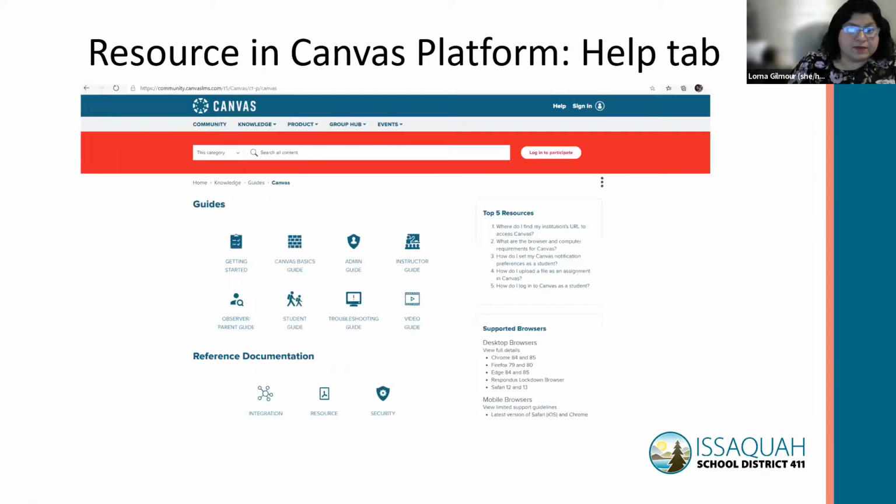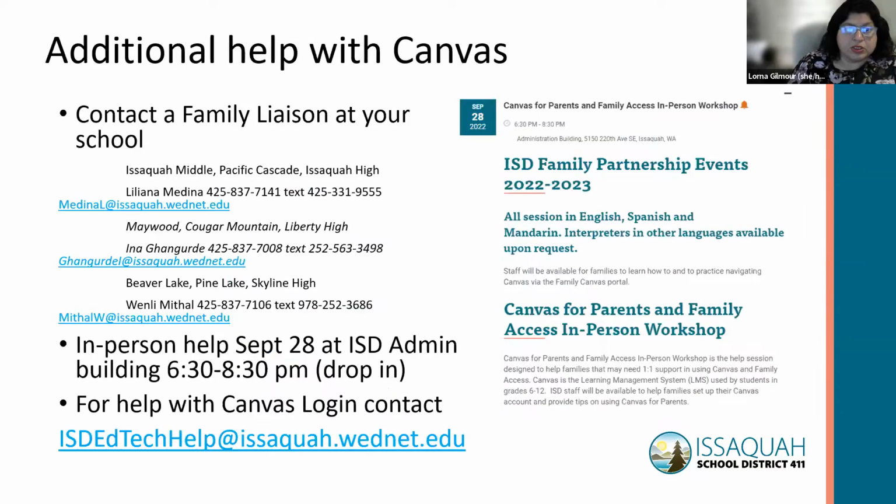This is what Stephanie had talked about. There's a help session, but more than that, she has the Canvas 101 link for how to get help, like how to use Canvas more. She's made many resources. And then lastly, a reminder that we have liaisons at each one of the schools, the secondary schools, Issaquah Middle, Pacific Cascade, Cougar, Maywood, Beaver Lake, Pine Lake, and then all 3 of the high schools. And liaisons are also able to help you and answer questions and help you learn how to navigate.